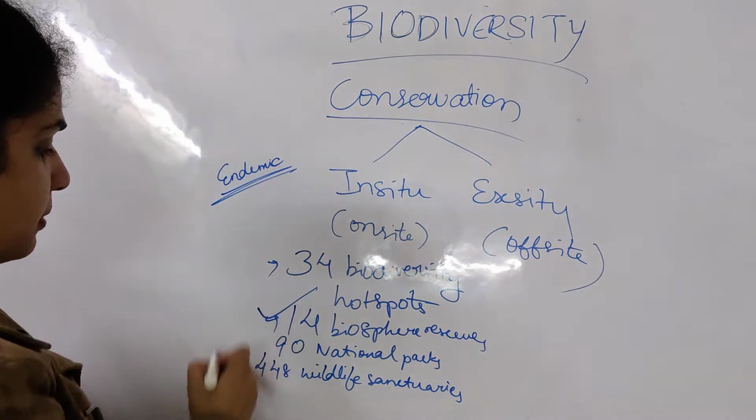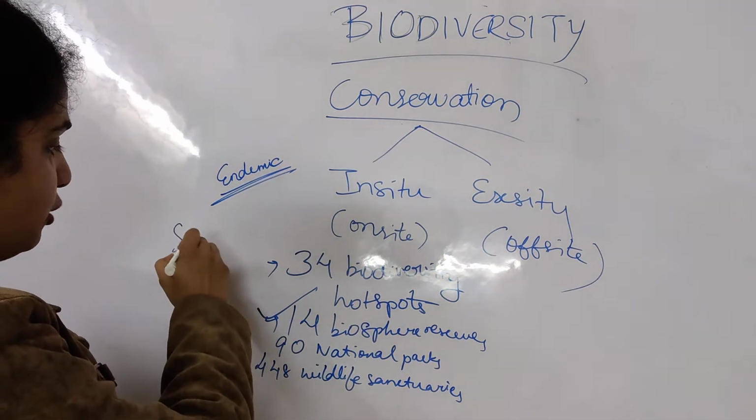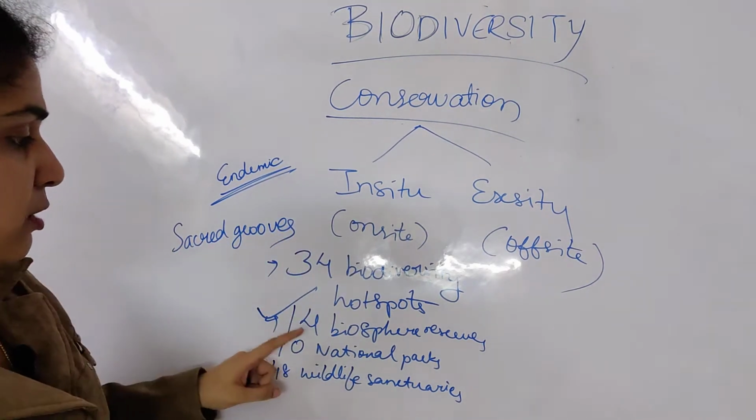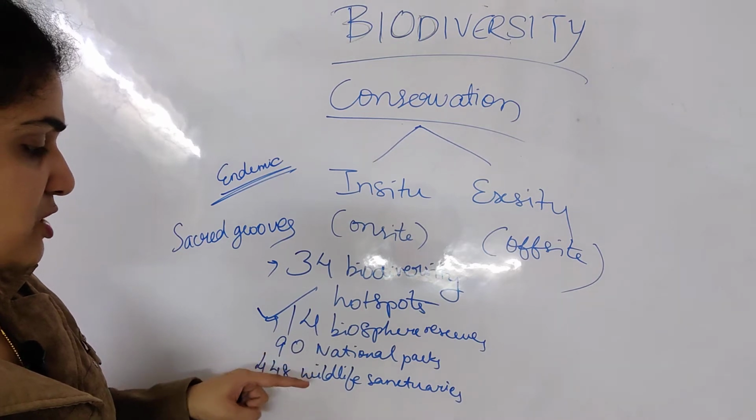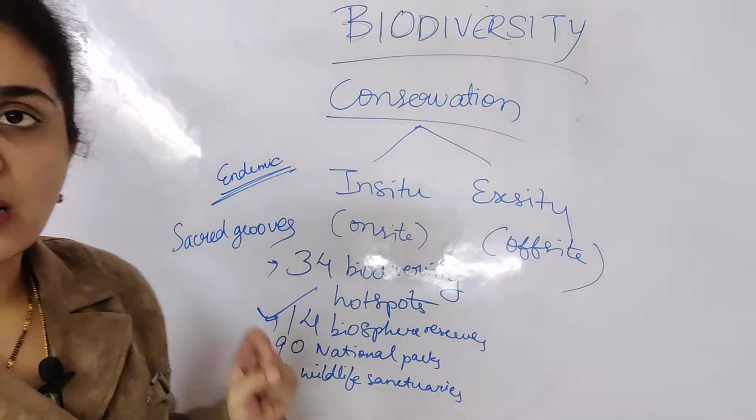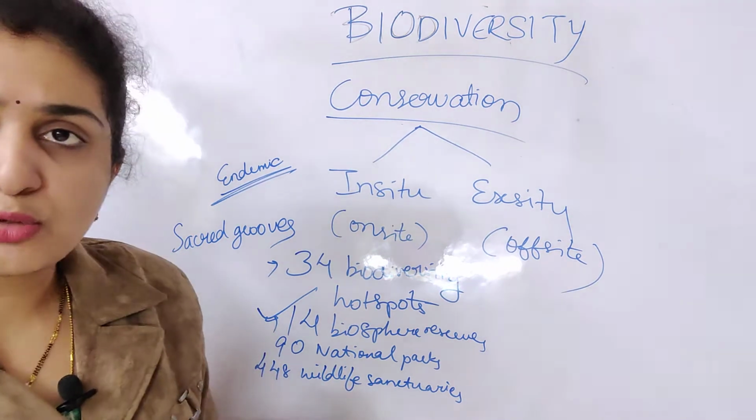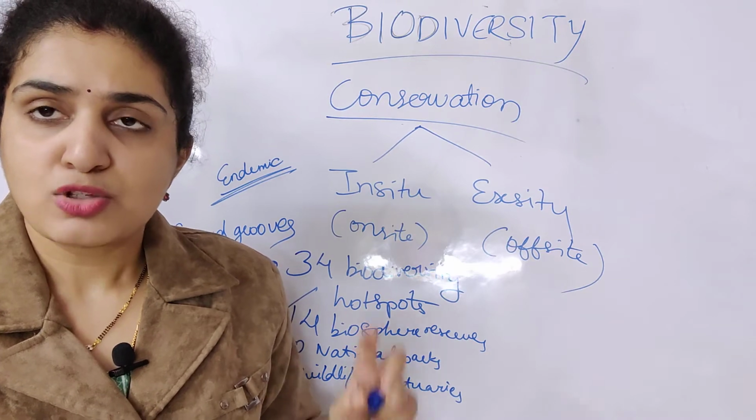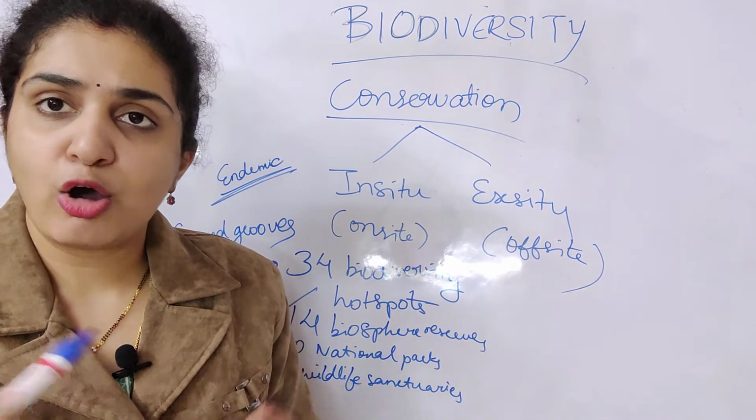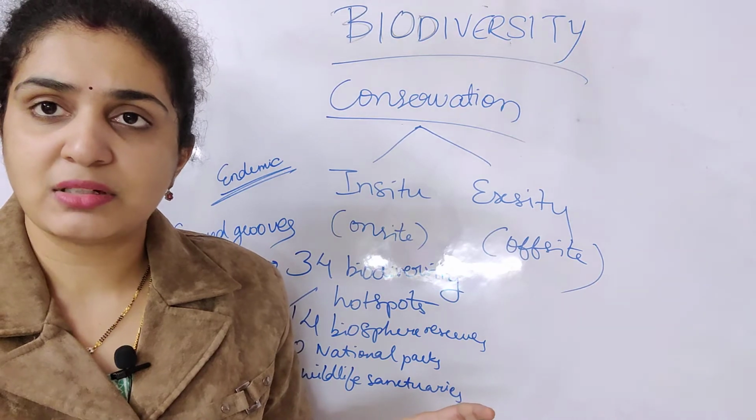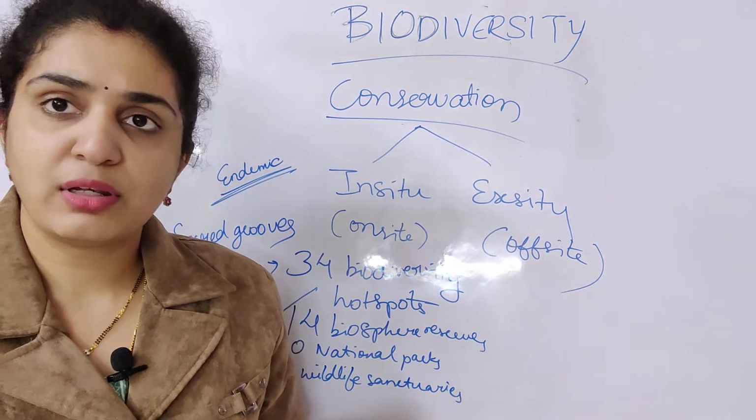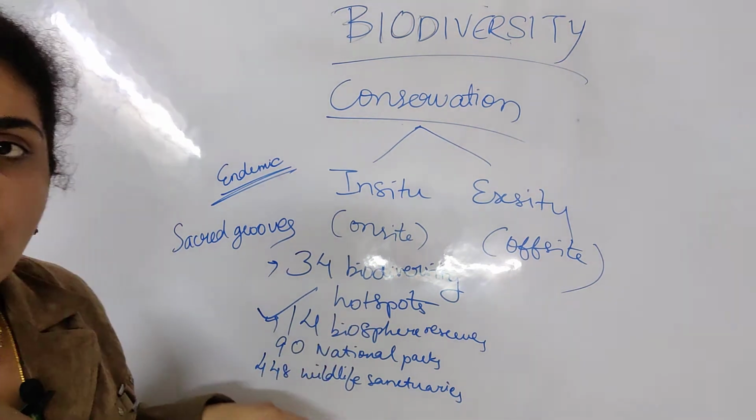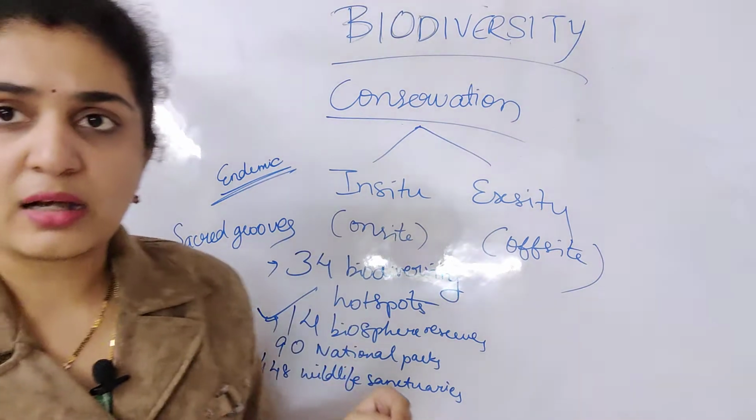Then, sacred groves. All of these, the 14 biosphere reserves, 90 national parks, 448 sanctuaries and sacred groves, belong to in situ, on-site conservation. Suppose you're trying to preserve an animal, the whole animal along with the forest is usually conserved in its natural setting. So: 14 biosphere reserves, 90 national parks, 448 sanctuaries, then sacred groves.